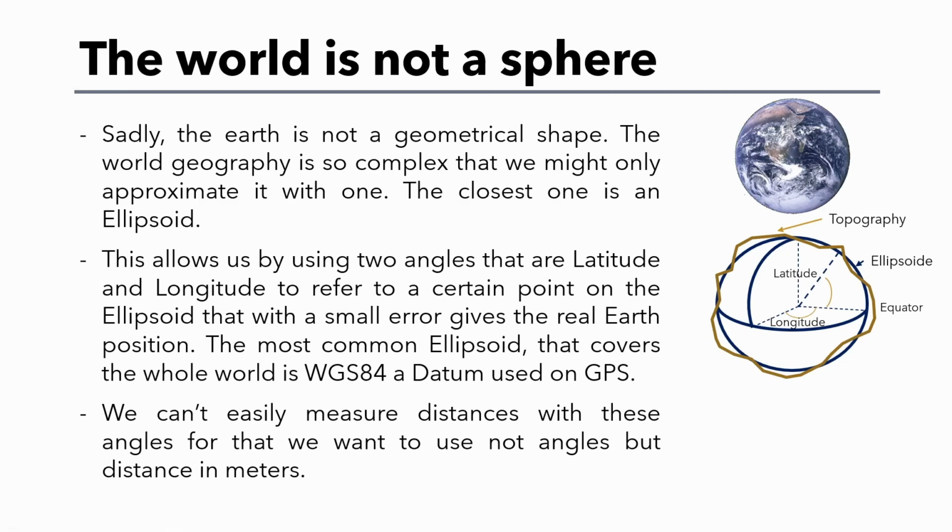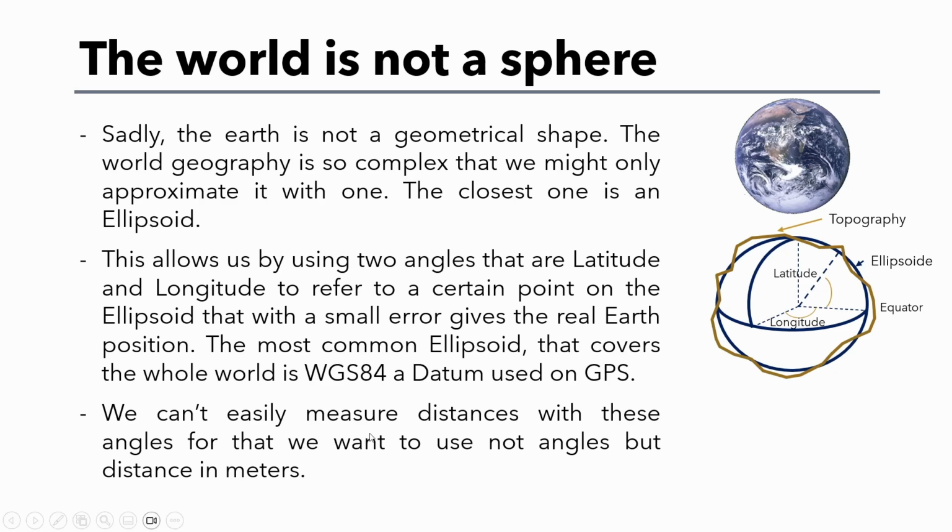And with only those two angles, we can pinpoint a location on our model, which in this case is the ellipsoid. And of course, this model has a lot of math and a lot of approximations in order to allow us to have the lowest amount of error possible. The most common ellipsoid, so the model that covers the whole world, is WGS84. This is very famous just because it's a datum that is currently used in GPS and has been used for a long time now.